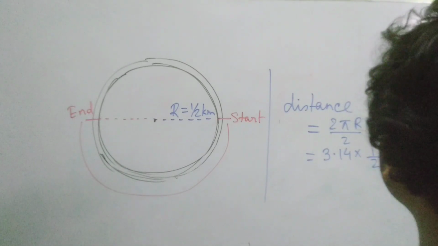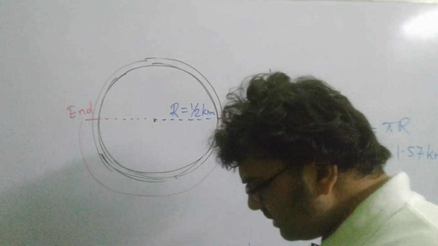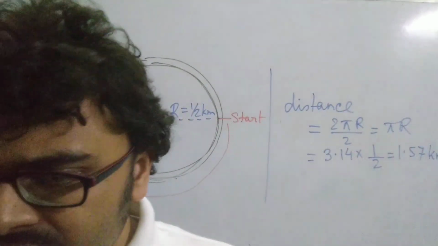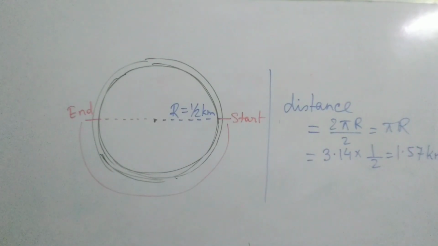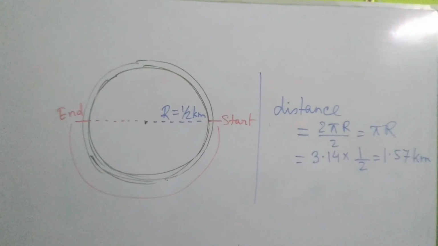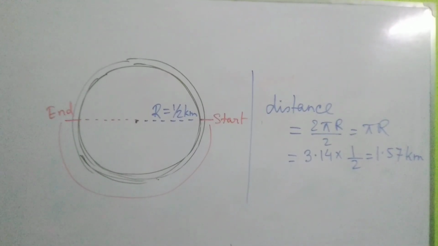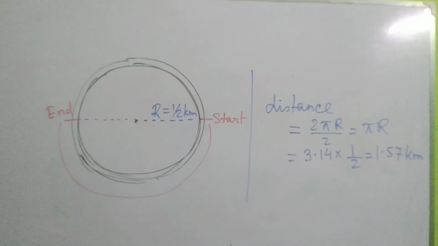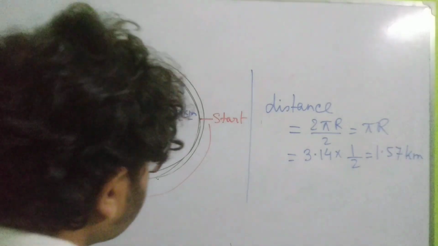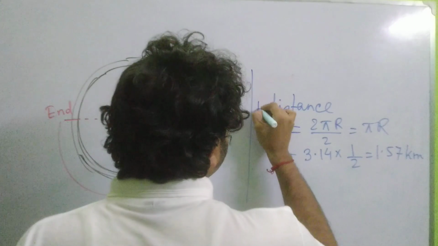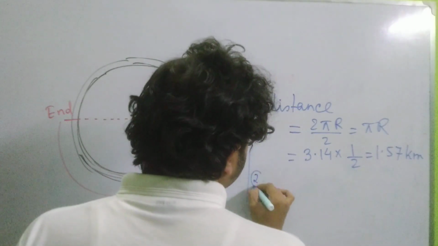So this is the answer. This is the distance traveled by the athlete. I think the board is not visible. Okay, now it is visible. Fine. So the distance traveled is 1.57 kilometer. This is the first part. The second part is the displacement.